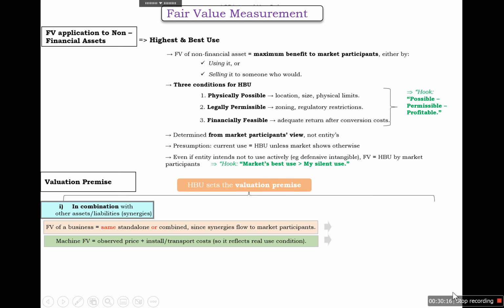Next, when we are evaluating the fair value of a machine, it is the observed price plus installation and transportation cost. So it reflects the real usage condition of the machine. It is not just the price at which the machine is available in the market, but we need to check how much cost we need to incur to make that asset usable. So that will be the fair value of the machine. It will include the installation cost and transportation cost also.